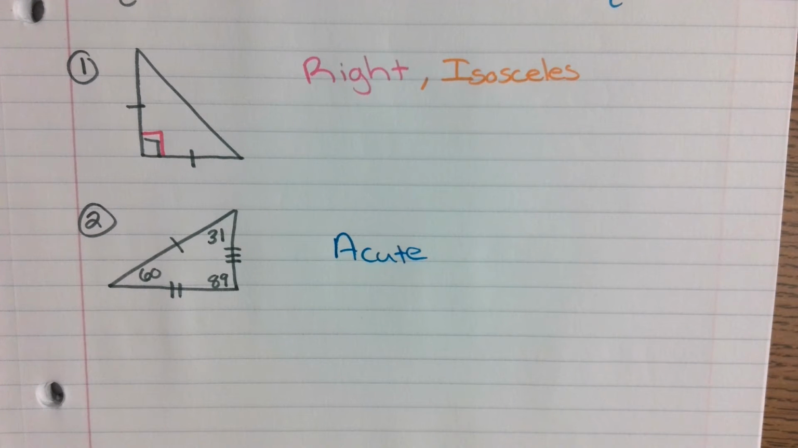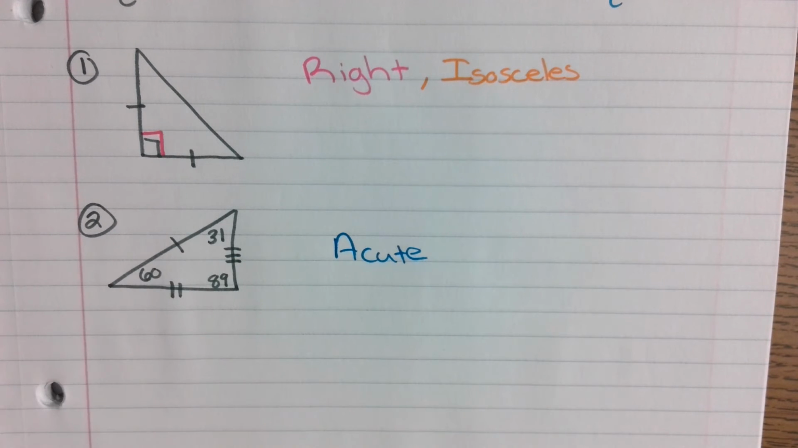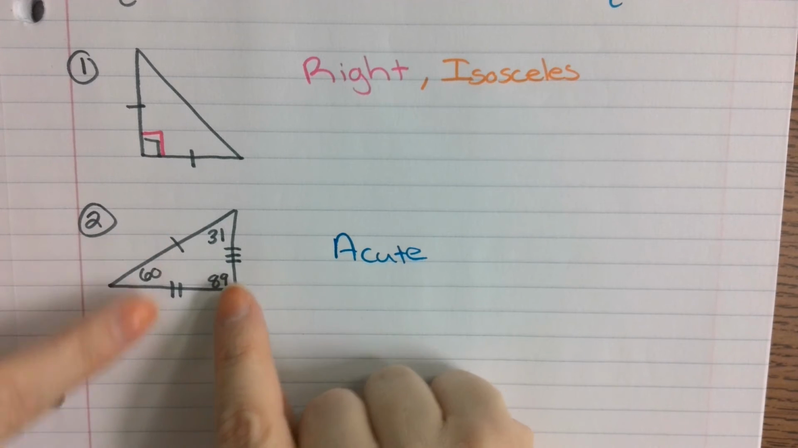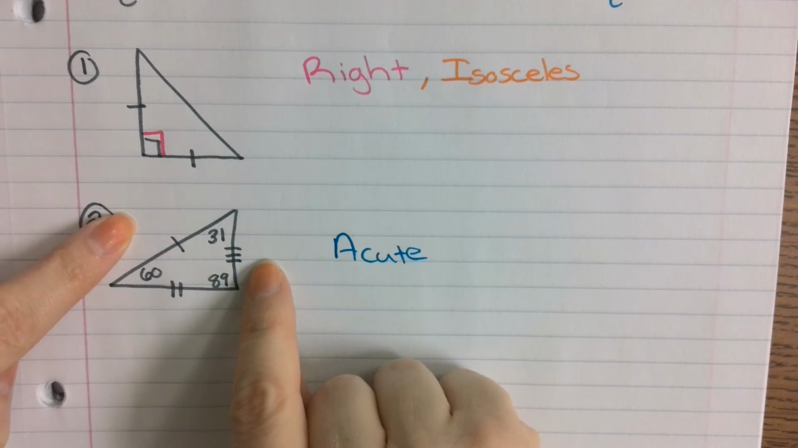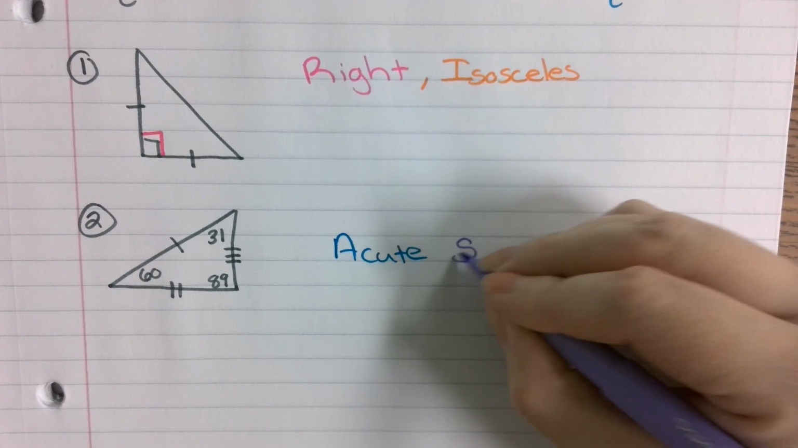Okay, the sides. What would the classification be for the sides? Looking at each of these, what's that going to be? Leona? Scalene. Because they don't have anything in common, right? There's no congruency here, so this would be scalene.